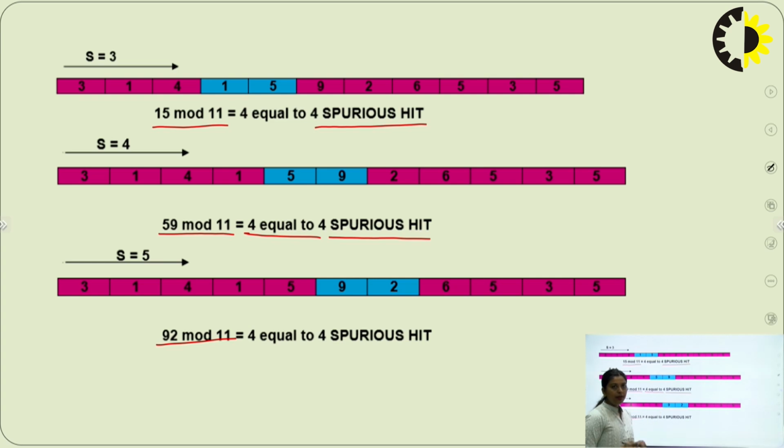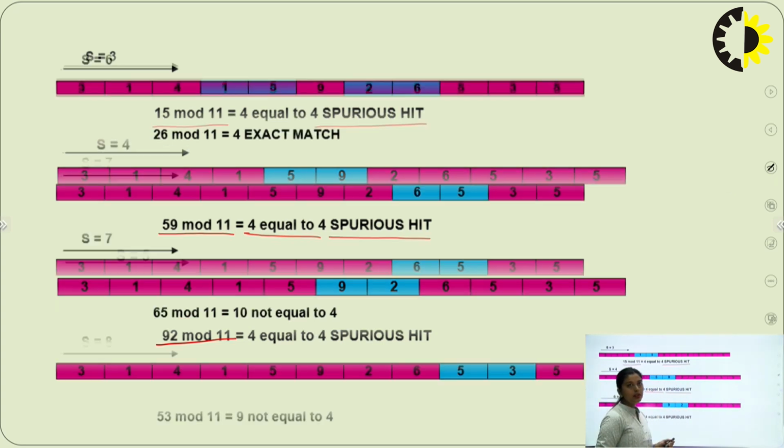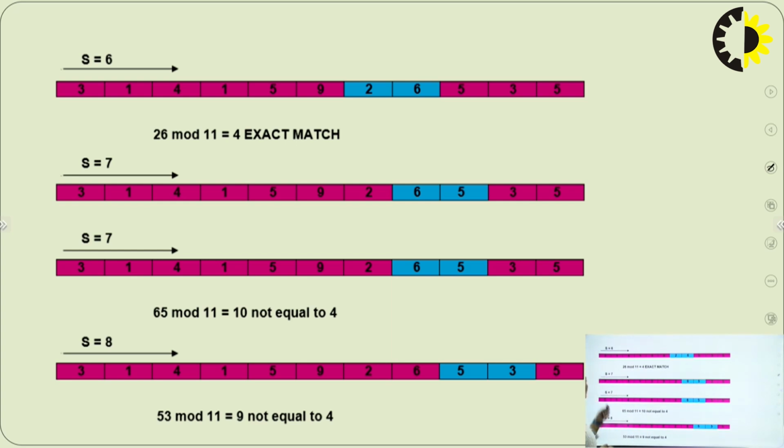But when we match the characters, 92 with 26, which is not equal to the text with the pattern. So again this is a spurious hit. Again in shift 6, we see 26, and 26 mod 11 equals 4. And now the pattern mod value is 4 and the text mod value is again 4.